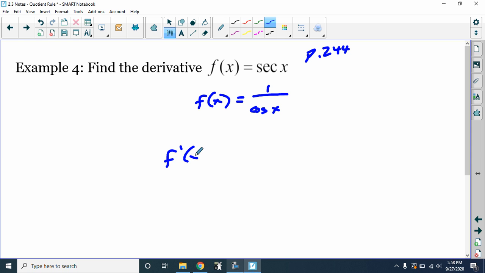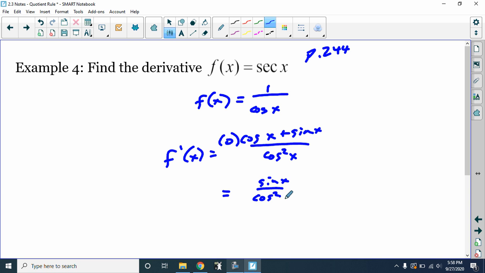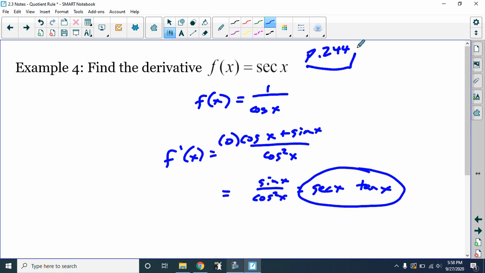So like here, the bottom times the derivative of the top. The derivative of 1 is 0. Minus the top times the derivative of the bottom, over the bottom squared. Sine over cosine is tangent. And then I have an extra cosine on the bottom, which is secant. So the derivative of secant x is secant x tangent x. Again, you can look those up. They're in your book on page 244.